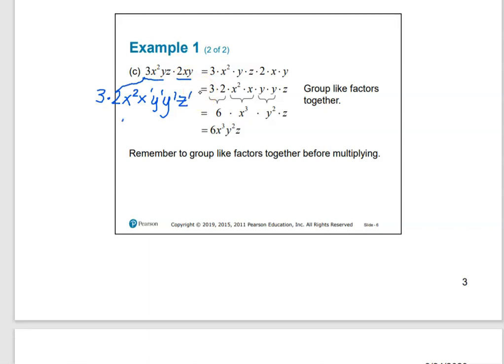So 3 times 2, that's going to give me 6. X squared times x to the first, I would do 2 plus 1 and get 3. Y to the first times y to the first would be y to the second, and then we've got our z to the first power, and we don't usually write that. So that's going to be the answer to that example.